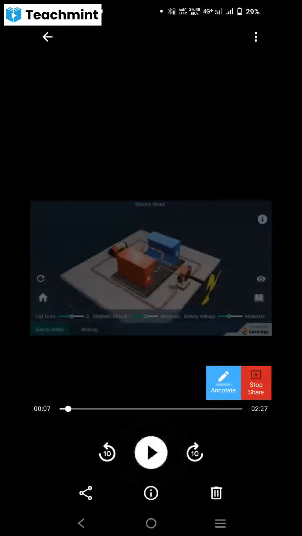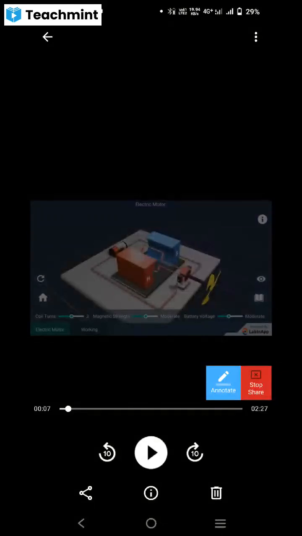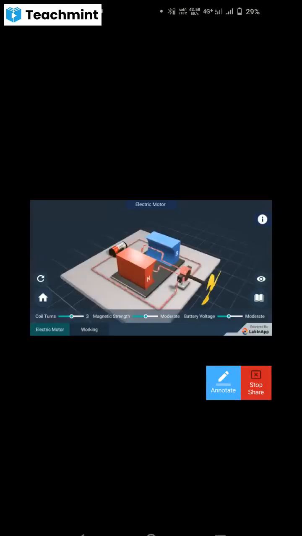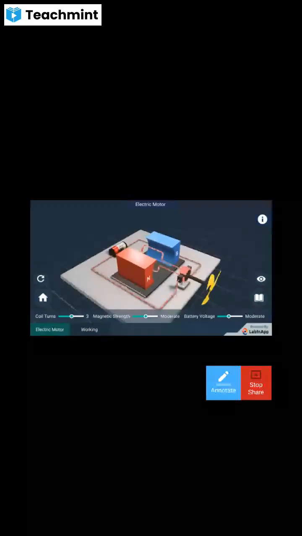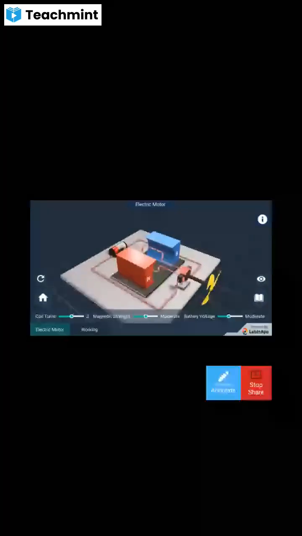So what is an electric motor? An electric motor is a device that converts electric energy to mechanical energy. Write it down.